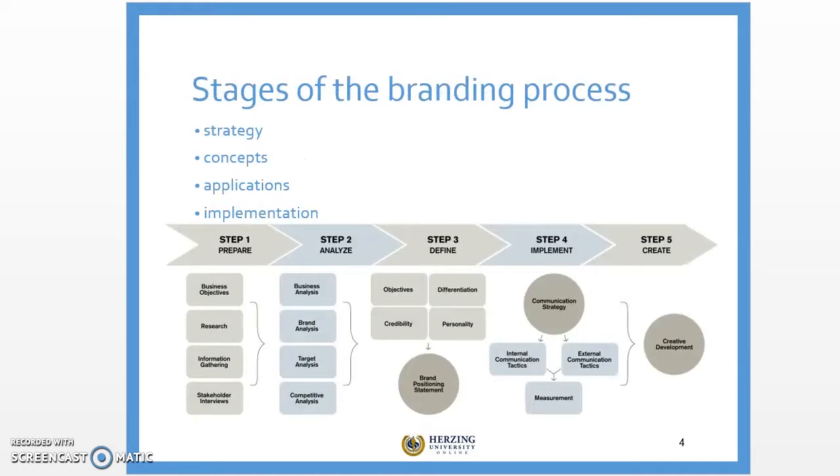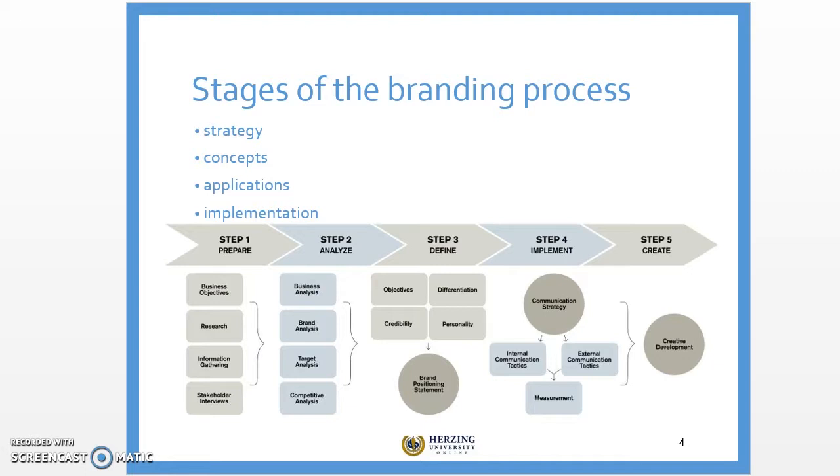So, stages of the branding process. We have strategy, concepts, application, implementation. Those are your main categories. But as we look down at this graphic here, you can break it down into 5 steps. So the first one is going to be the preparation stage, also the strategy, also the analysis.